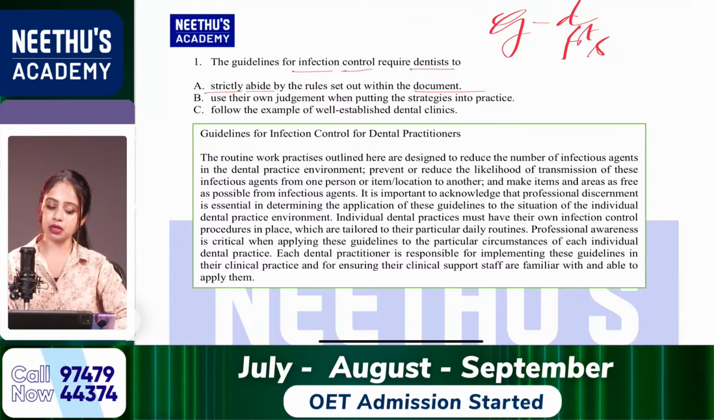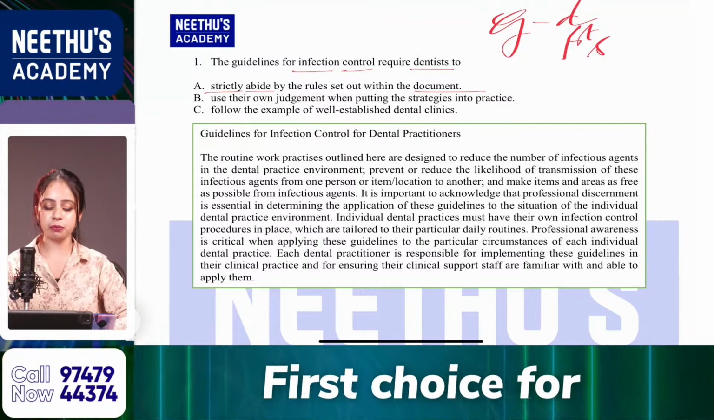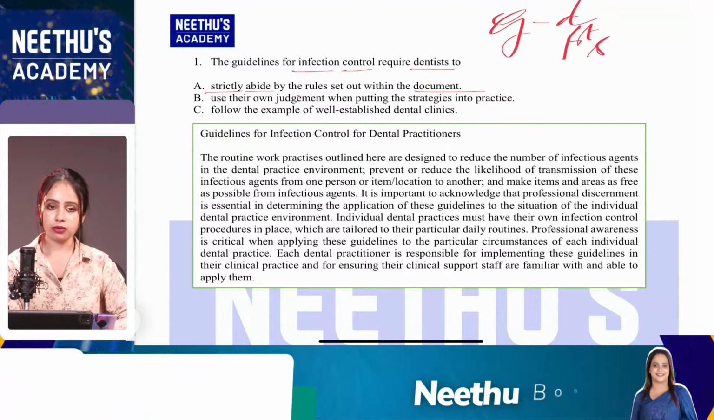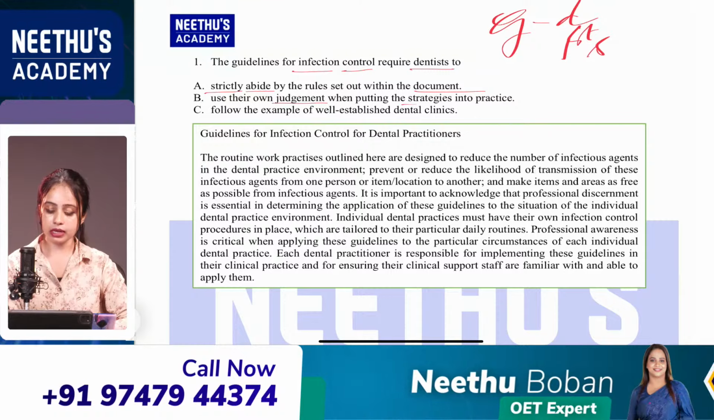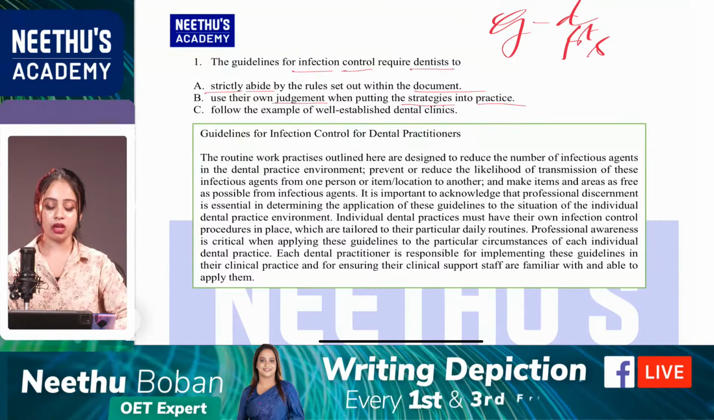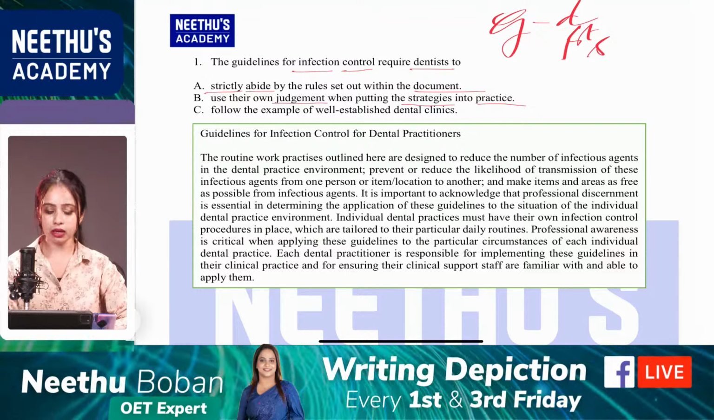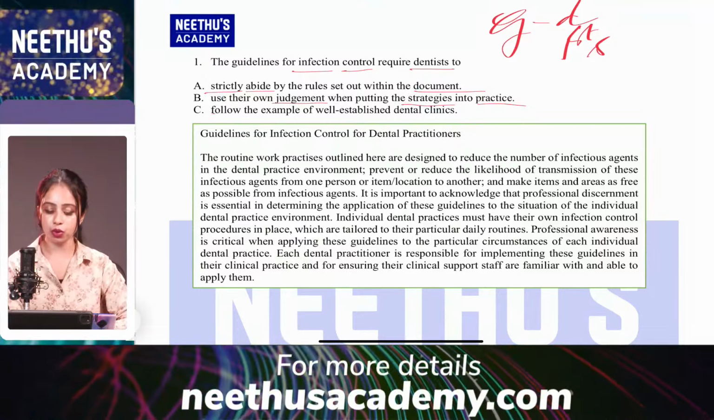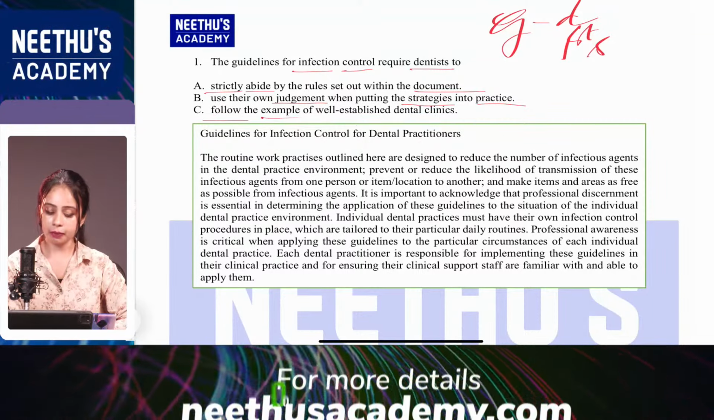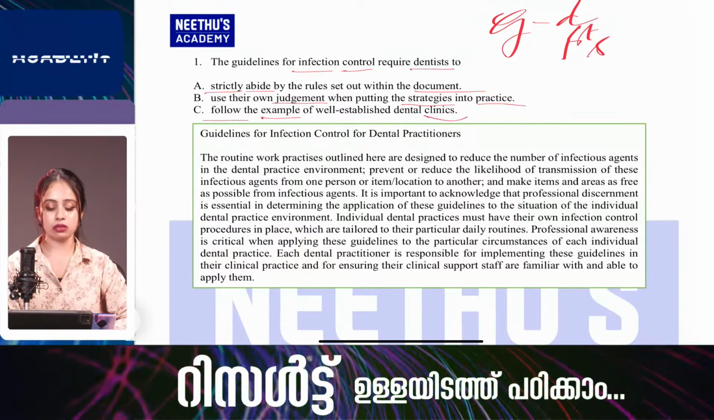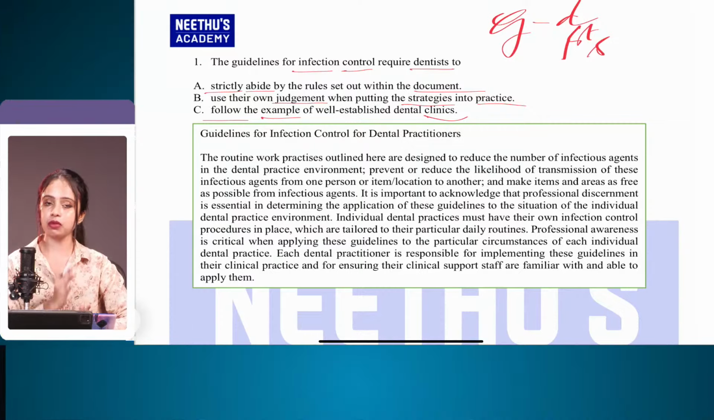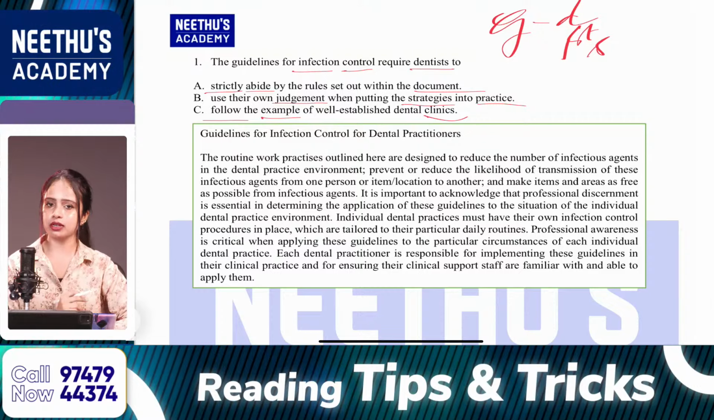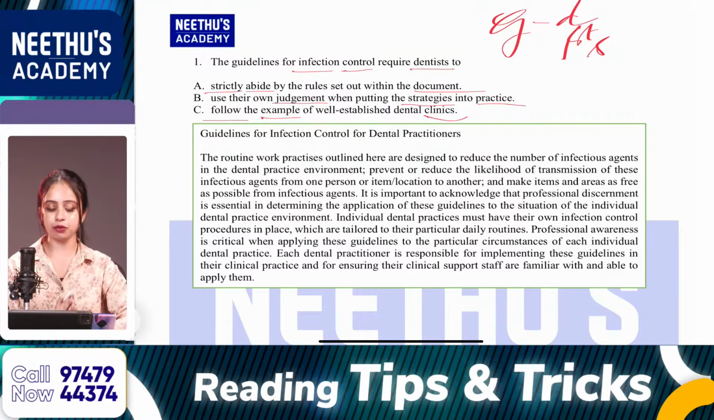And what about option B? Use their own judgment when putting the strategies into practice. My keywords: judgment, strategies, practice. Option C: follow the example of well-established dental clinics. My keywords: follow, example, clinics. So these are my keywords from options A, B and C. So what is your answer? Let me know in the comments what is your answer for this first question.